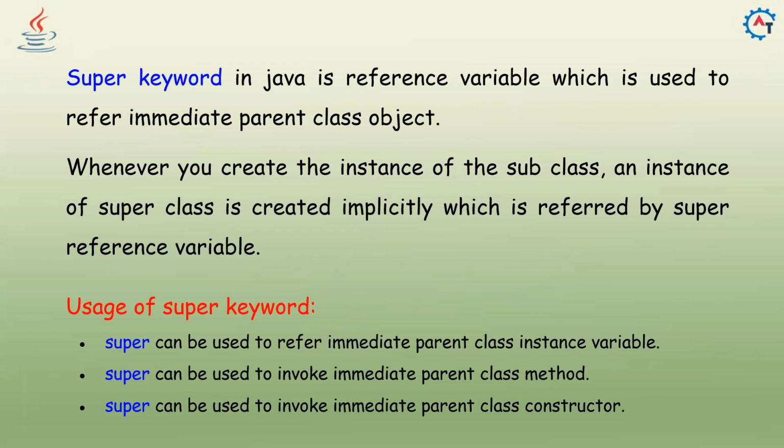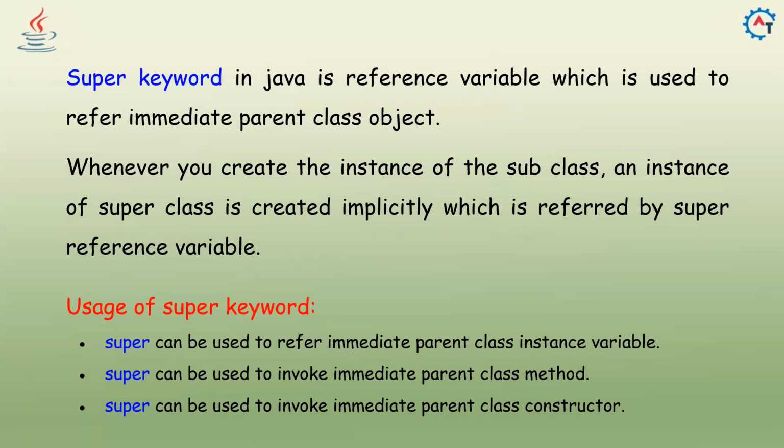If you are implementing inheritance, you have a base class and then a derived class. The super keyword will refer to the base class object. So whenever you create an instance of the subclass, an instance of the superclass is created implicitly, which is referred to by the super reference variable. If you create an instance of the subclass, then automatically a superclass instance is created and that can be referred to by super.